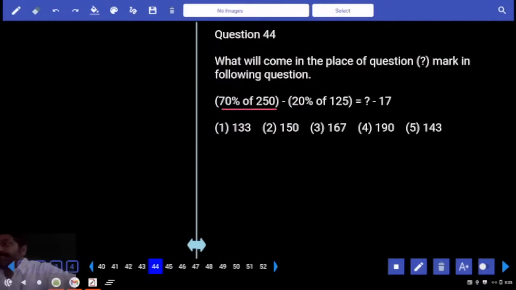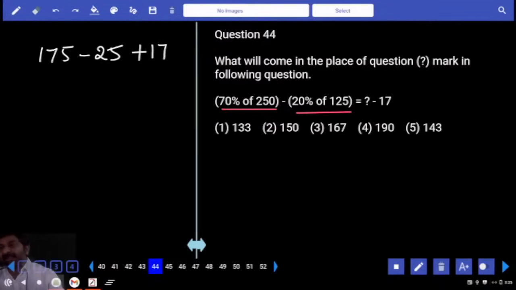Percent of 250. 7 into 10% only. 10% of 250, 25. 7 times of 25, 175 minus 20% of 125, 25. Okay. X is on the right hand side, extra number on the right hand side. Minus 17 comes to the left hand side, becomes plus 17. Ends with 7. 5 minus 5, 0, plus 7, 7. Only 1. Done.